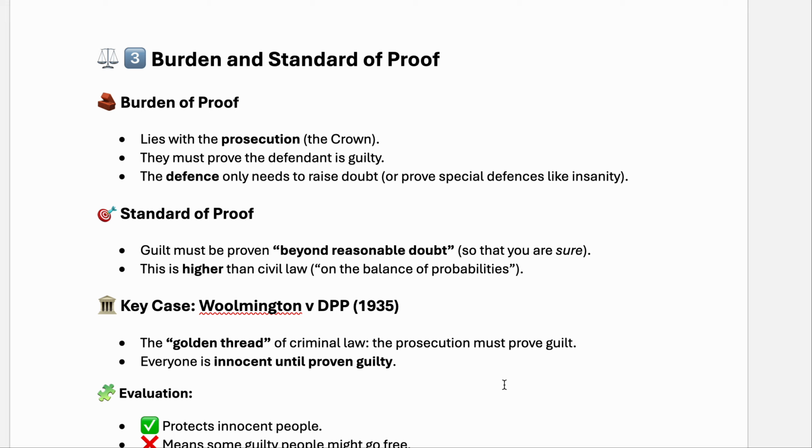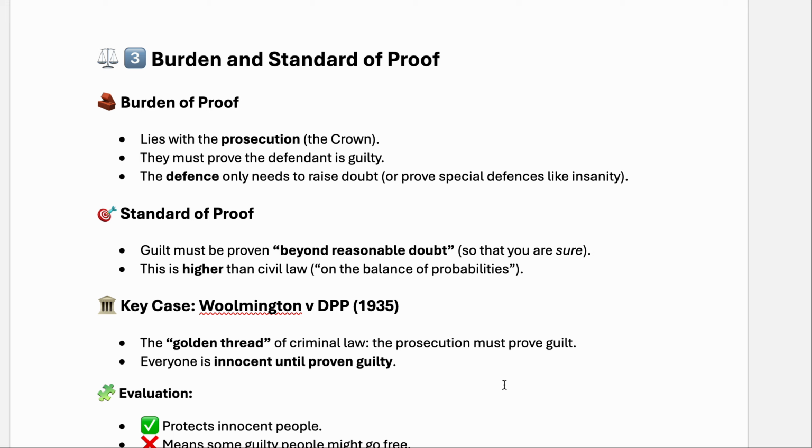Now let's move on to the burden and standard of proof. Okay, so what's the difference between them? Well, first of all, burden of proof. So in criminal law, the prosecution, sometimes called the Crown, it's their job to prove the defendant's guilt. The defence doesn't have to prove innocence. All they need to do is poke enough holes in the prosecution's case to create reasonable doubt. Or sometimes they may need to prove exceptions like insanity or self-defence.